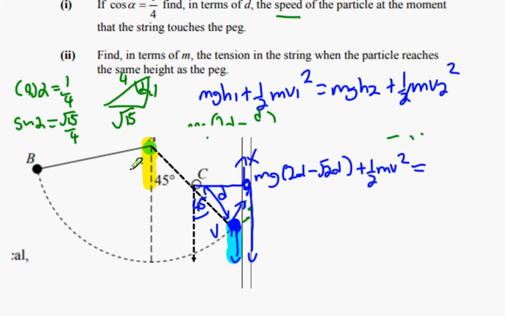Take it away from 2D, and that will give us the height of the peg above ground.